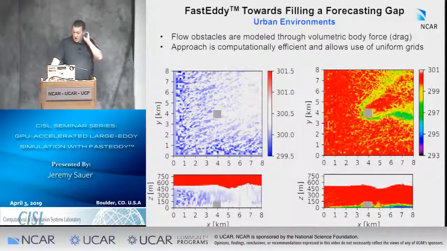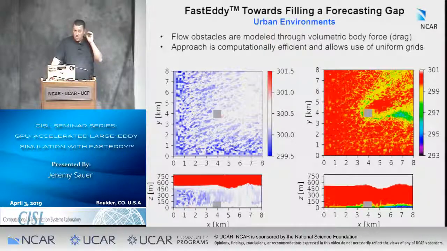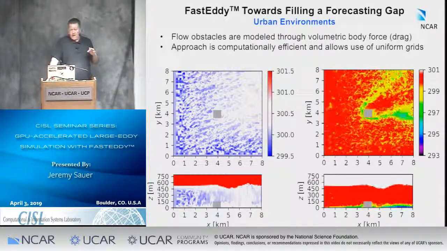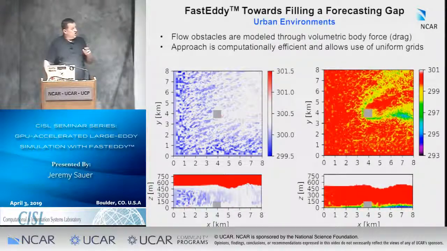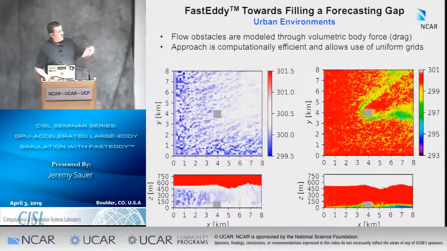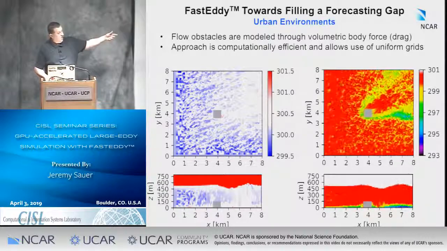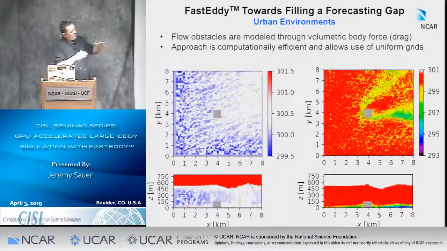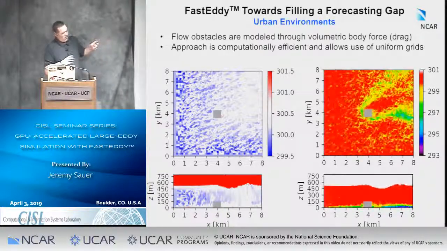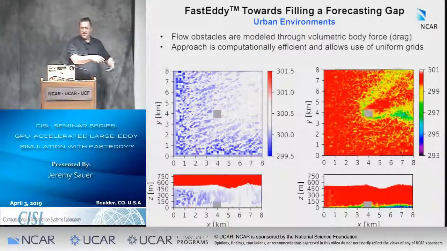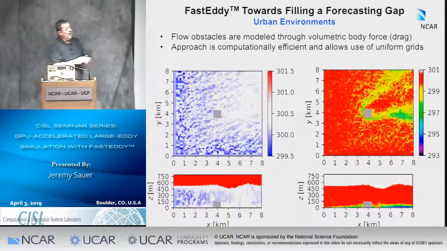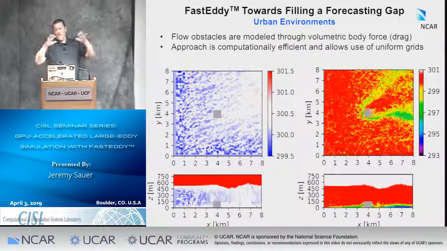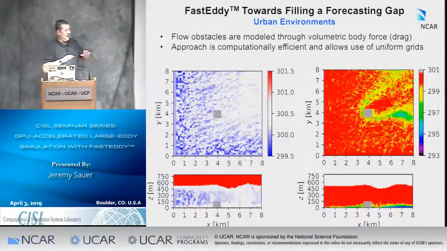So we've introduced flow obstacles to FastEddy, and they're modeled through a volumetric body force, so it's a drag. The approach is computationally very efficient and allows us to use uniform grids. What you can see from these two simulations on the left is a convective boundary layer where there is lots of buoyancy-driven turbulence, and while the flow is forced to go around the obstacle, the turbulence of the boundary layer itself dominates the process. Conversely, on the right-hand side, we're looking at a stable boundary layer, where turbulence is constantly being damped, even if it exists.